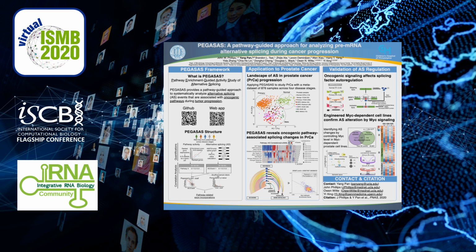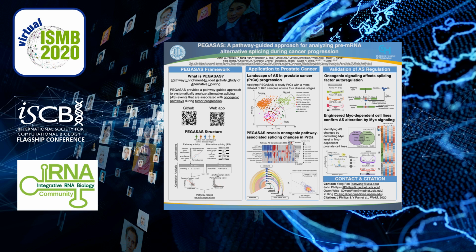To further prove this hypothesis generated from large-scale correlation analysis, we performed experimental perturbations where we designed and engineered MYC-dependent cell lines derived from prostate cells to reflect MYC-overexpressed prostate cancer. And we were able to validate a large proportion of those MYC-dependent splicing events.